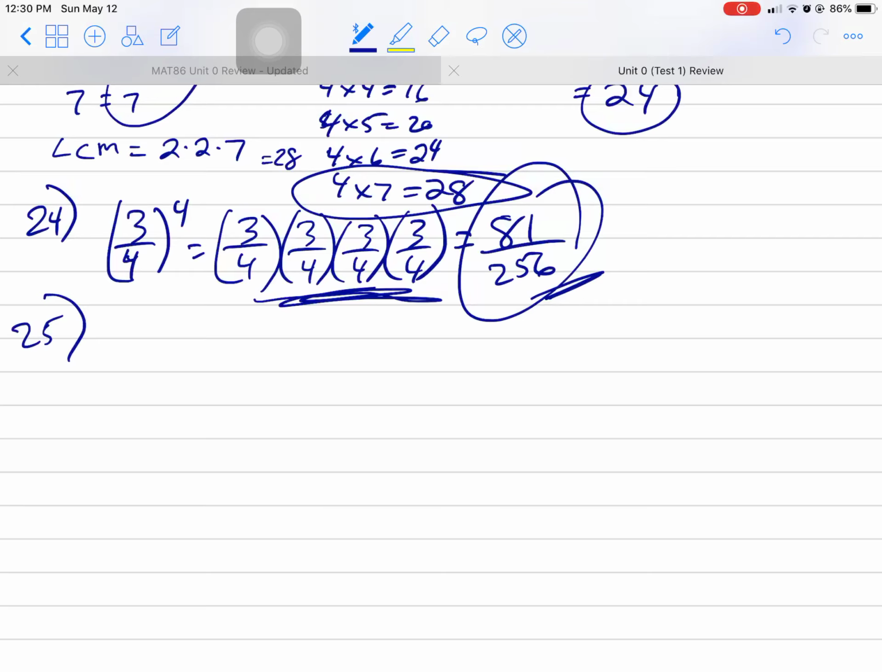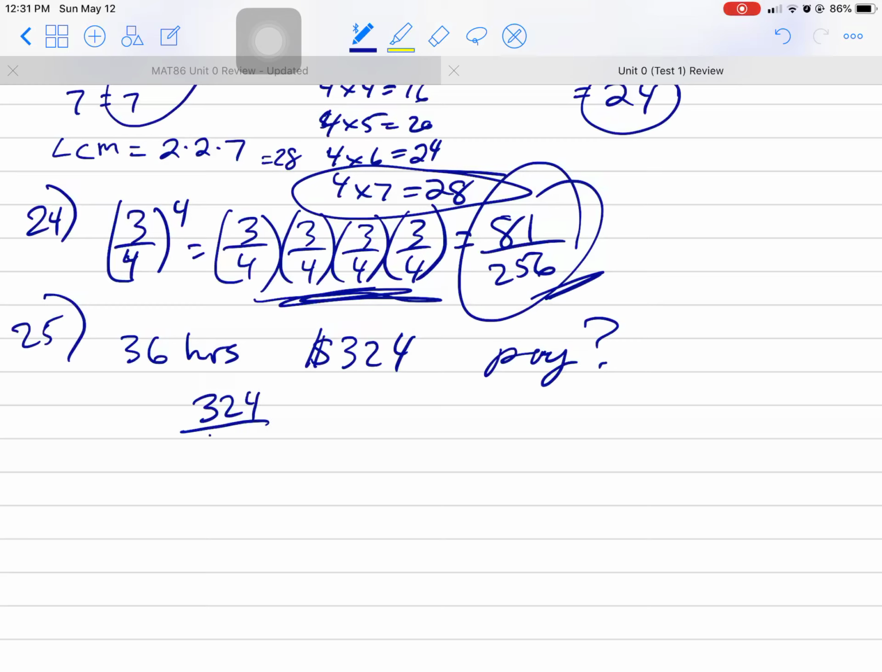25. Last week you worked 36 hours, and you earned a total of $324. What is your hourly pay? Most people can figure this out. I think the easiest thing to do is $324 divided by 36. Now that's all I need for an equation.